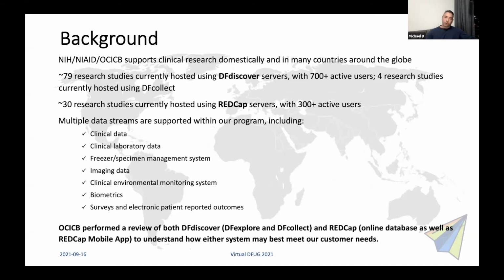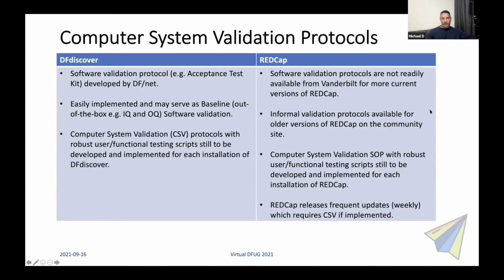And what does our program support? We support clinical data, laboratory data, freezer, as well as specimen management. We do some imaging data, temperature monitoring, as I said, biometrics, as well as survey and electronic patient-reported outcomes. We chose to do this conversation of both DFdiscover as well as REDCap, and we compared both DFExplore as well as DFCollect against the REDCap online database as well as the REDCap mobile app. And there were various specifications that we looked at while we did this comparison. And I want to say that this presentation can be boring. I'm hoping that I can engage you with some of our findings.